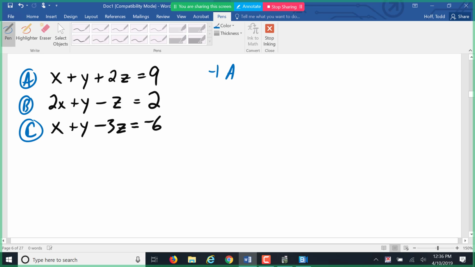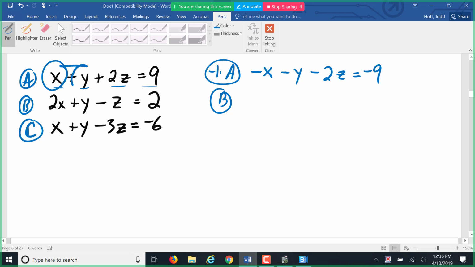-1 times equation A with equation B first. So -1 times equation A, I'm just going to multiply every piece by -1, would be -x, -y, -2z equals -9. That's just -1 times x is -x, -1 times y is -y, -1 times 2z is the -2z, and -1 times 9 is the -9. Equation B is just 2x plus y minus z equals 2. And we'll combine those equations.